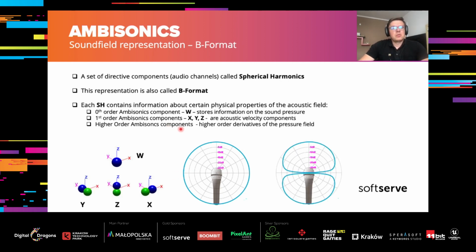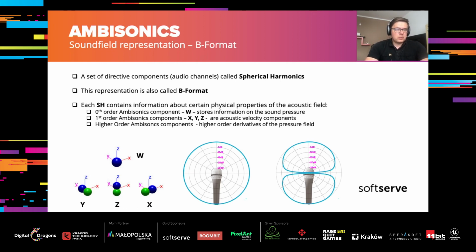First order ambisonics components already store information about acoustic velocity, and their directivity pattern can be compared to the figure of 8 microphone, which has the highest sensitivity in front and at the back, and no sensitivity at the sides. For these components, this figure of 8 shape is positioned according to the axes Y, Z, and X.